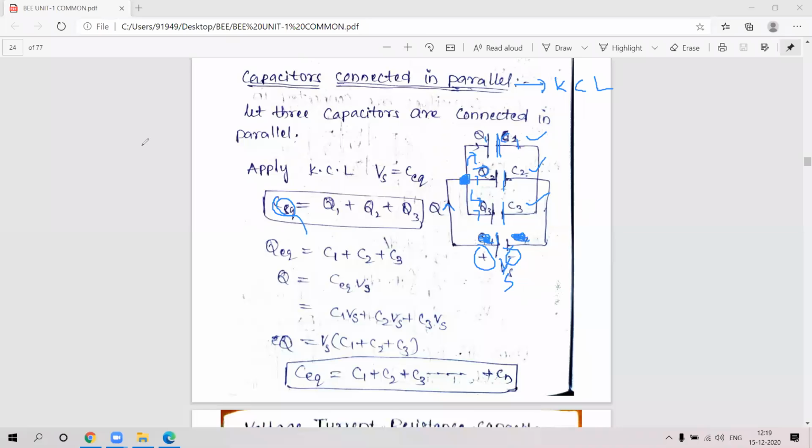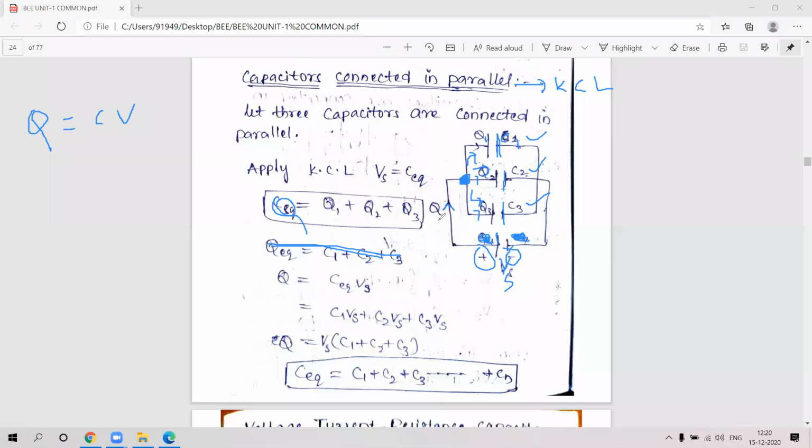We know the formula you need to remember: charge Q is equal to CV. Just remember the scientist name, it will be easy, that is CV Raman. Q is equal to CV. Q I am replacing as C into V. This is KCL: Q is equal to Q1 plus Q2 plus Q3, and we know that Q is equal to CV.